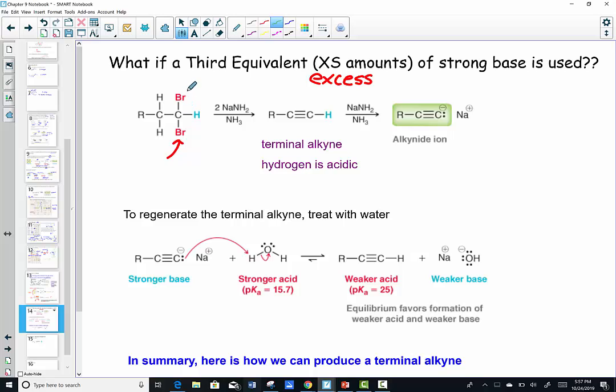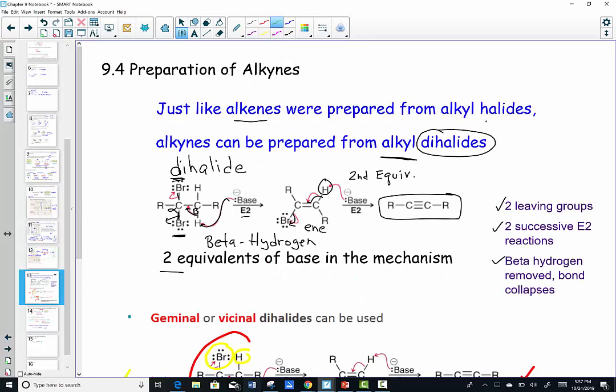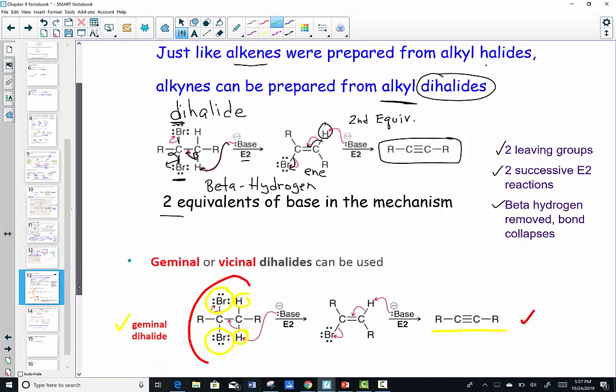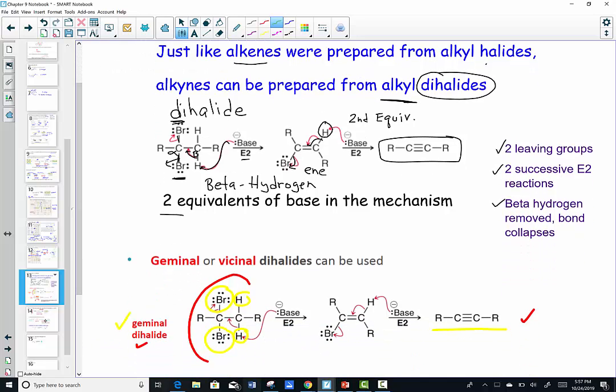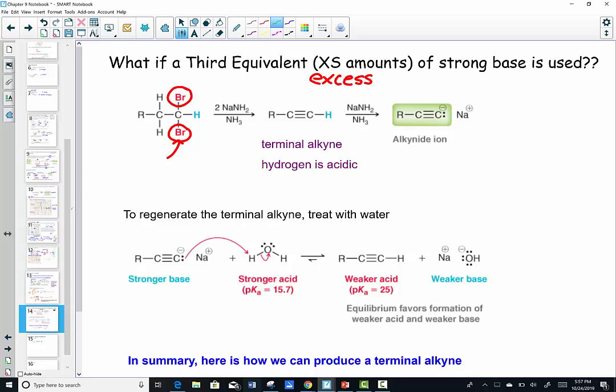Here we have a dihalide, 2 bromines on the same carbon. Do you remember the vocab if they're on the same carbon? It's called a geminal dihalide. Through 2 equivalents, we end up producing the alkyne. So that's 2 elimination reactions. Just to remember, 2 steps, 2 E2 mechanisms.